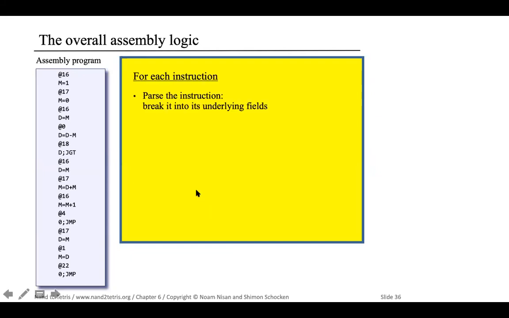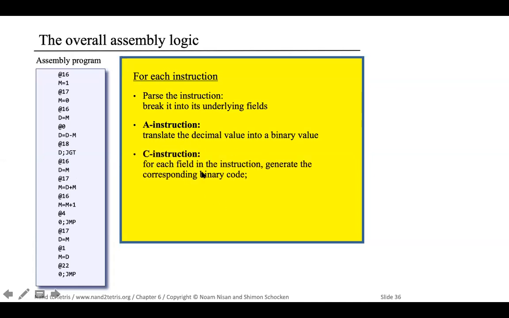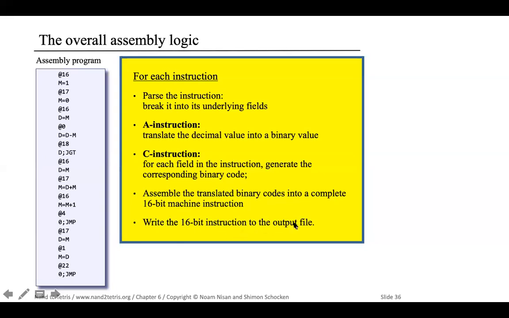Okay. So for each instruction, parse the instruction and break it into its underlying fields like dest, comp, jump, or A in an instruction. Now for an A instruction, translate the decimal value into binary, because in a symbol-less code, an A instruction is always going to have a value. So you simply translate the decimal into binary. For a C instruction, for each field, that means dest, comp, and jump, generate the corresponding binary code, right? Then assemble all the translated binary codes into a complete 16-bit machine instruction, and then write the 16-bit instruction to the output file.